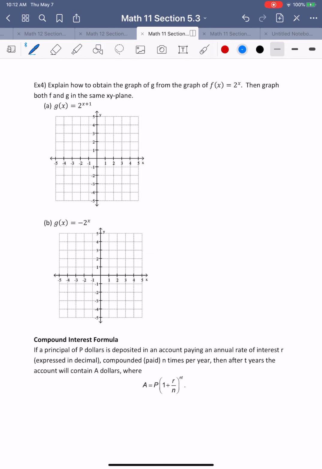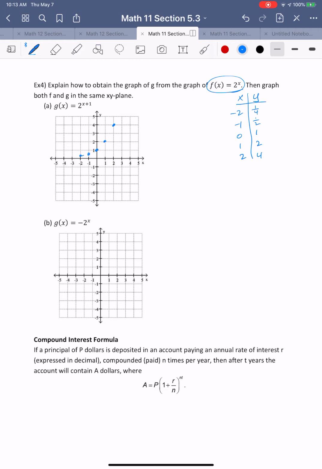All right, number 4. Explain how to obtain the graph of g from the graph of f of x equal to 2 to the x power. Then graph both f and g on the same x and y plane. All right, so I'm going to graph this one by using a table, using -2, -1, 0, 1, 2. And then plug in: -2 becomes 1/4, -1 is 1/2, 0 is 1, 1 is 2, 2 is 4, okay?